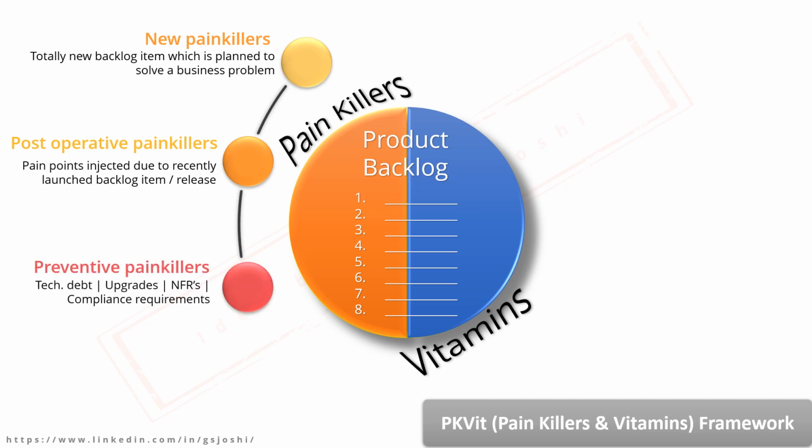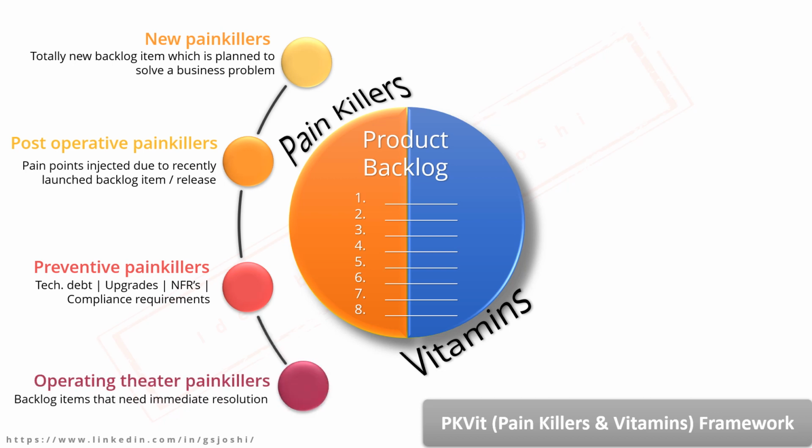Or is it a preventive painkiller, which will save future pain? Something like tech debts or upgrades or compliance items where the pain can be felt in future if we ignore these items right now? Or is it something which needs to be done on immediate basis, but it's neither induced due to recently launched feature nor it's a preventive painkiller?